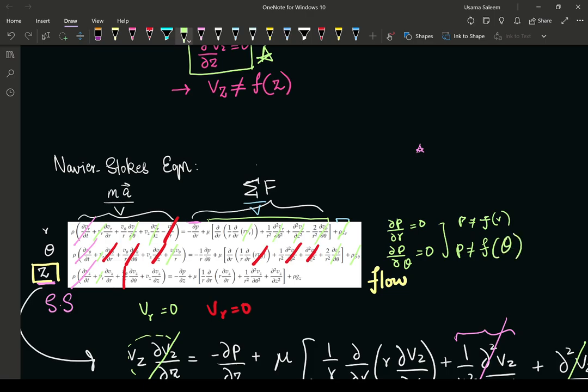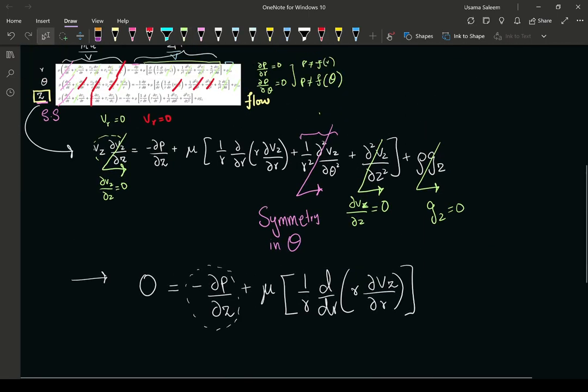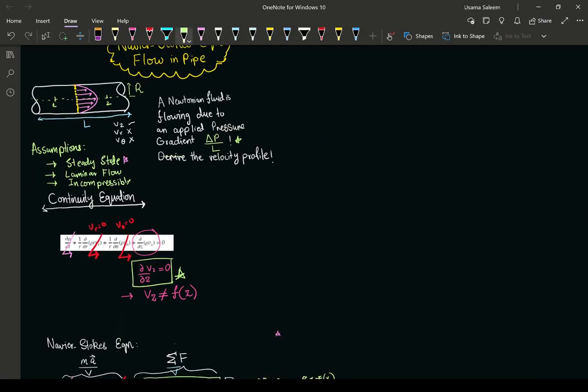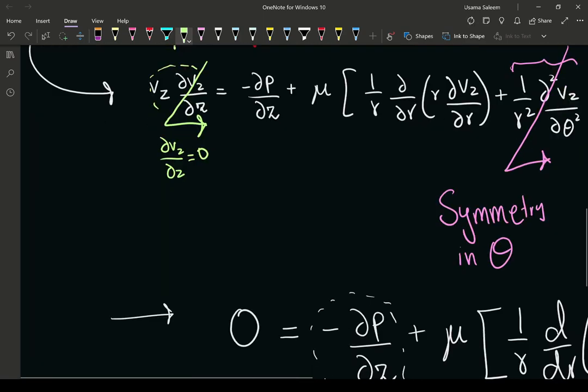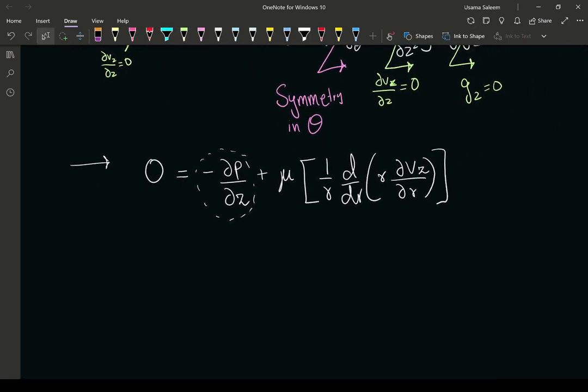Okay, but what about z? As I go back to the problem, we have an applied pressure gradient. And that means that the pressure at the inlet is different than the pressure at the outlet. So this means that we cannot get rid of this term.